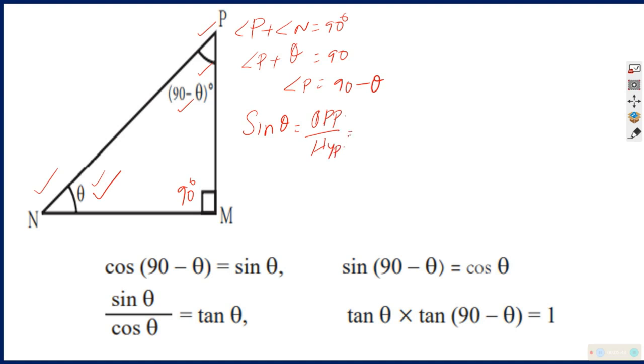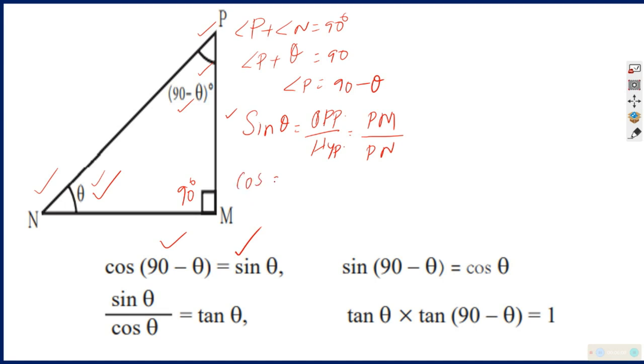So in this case it will be simply Pn upon Pm, this is the opposite side of theta, and hypotenuse, for example, it will be Pn. Okay, so what is written here? This is from your textbook. Cos 90 minus theta is equal to sine theta. One particular instance I would like to explain to you.